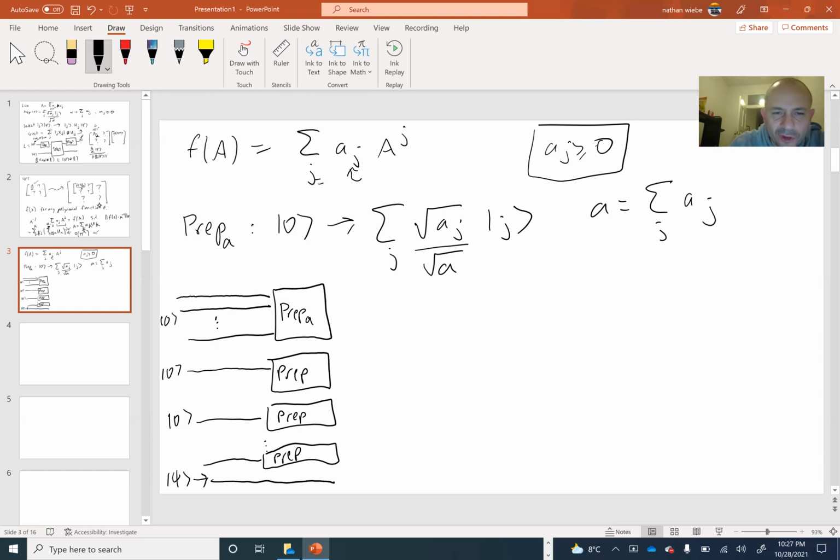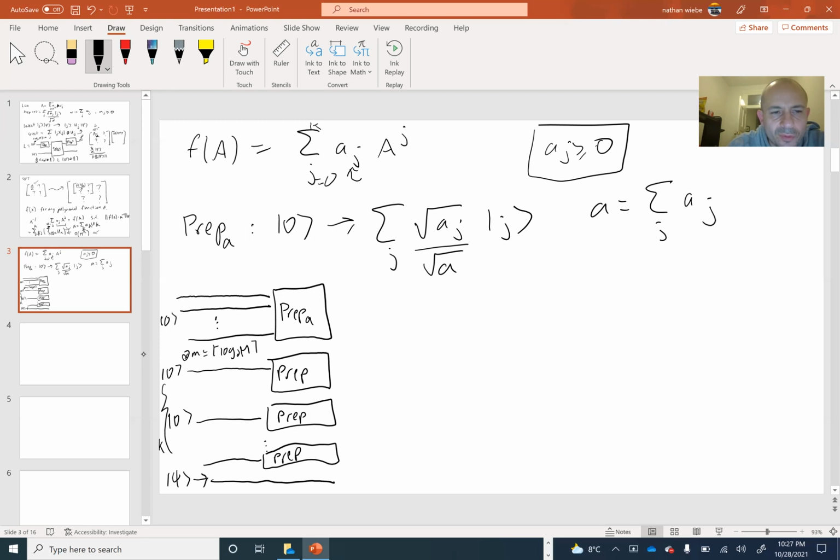And if we're going from j equals 0 to k, then the number of registers that I'm going to need here is going to be of size k. And each of these is going to contain m bits, which is equal to the ceiling of log base 2 of capital M. Okay, so the total number of qubits that we need is going to be that.